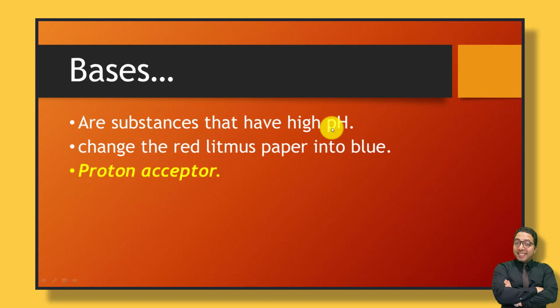And in chemical reactions, bases are proton acceptors. So when you have a question asking you to define the base in the past paper or in the exam, the examiner is expecting that you're going to describe the proton acceptance as a property of the base.